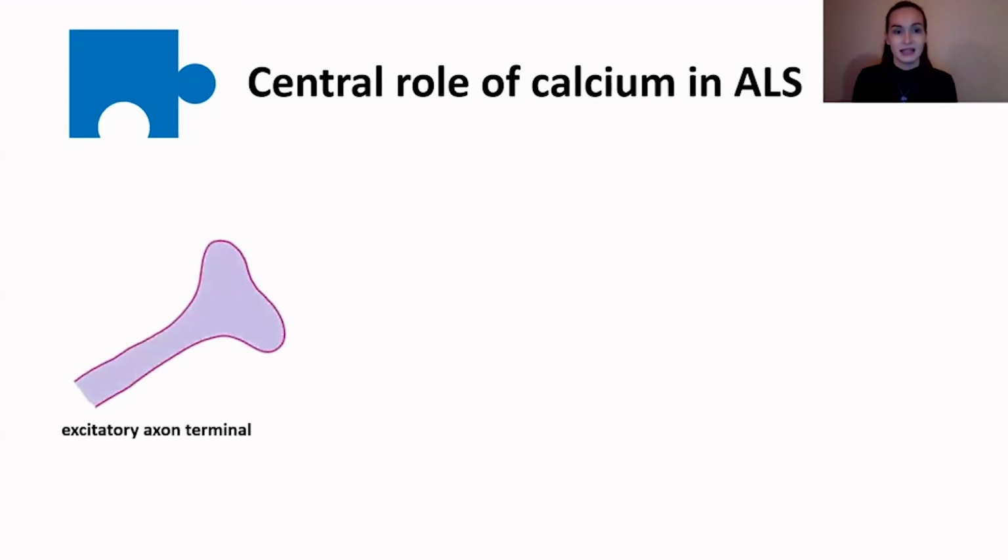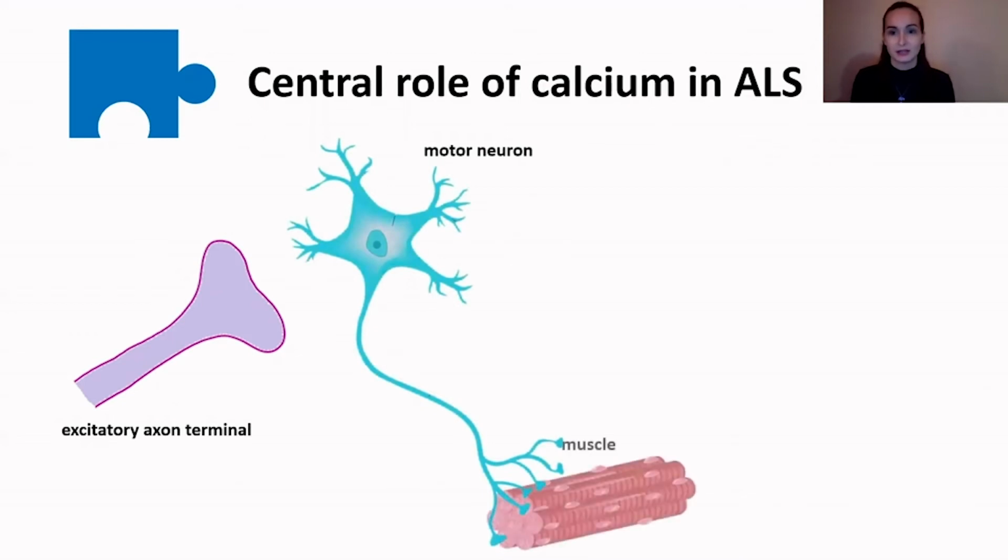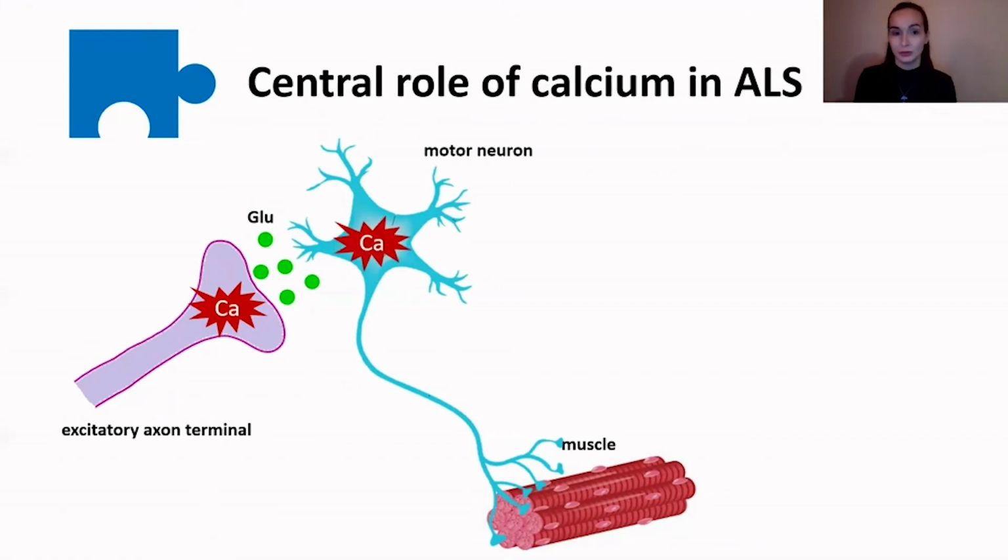Here we can see an excitatory axon terminal, a motor neuron, and a skeletal muscle. Increased intracellular calcium in the excitatory axon terminal leads to excessive glutamate release. Glutamate is the most common excitatory neurotransmitter in the nervous system, and it binds to glutamate receptors. AMPA receptors are a subtype of glutamate receptors which are permeable to calcium in ALS due to a conformation change, which leads to elevated intracellular calcium level in motor neurons.